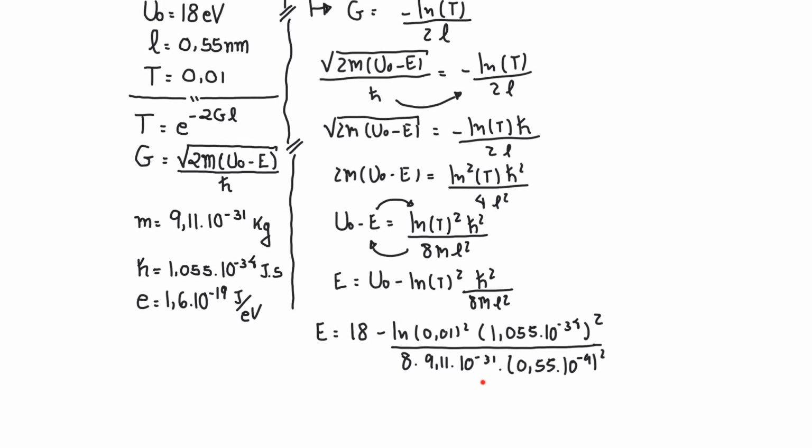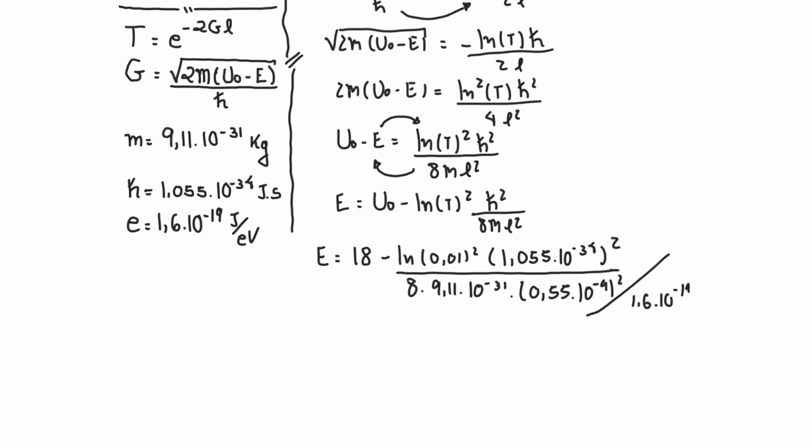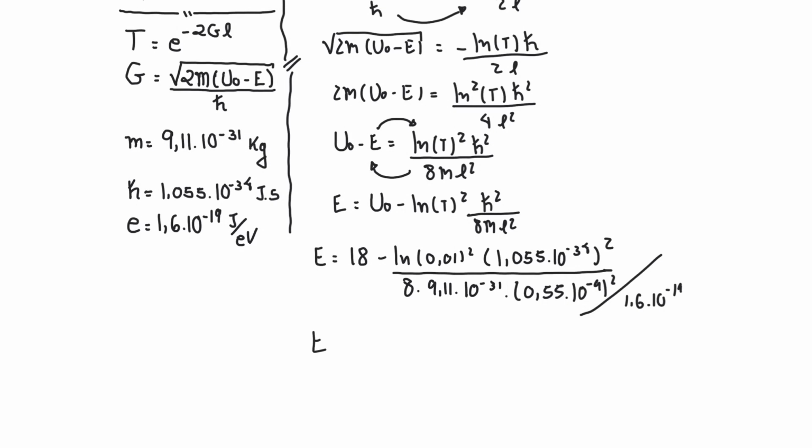So we convert this term from joules to electron volts by dividing it by the electron charge, which is equal to 1.6 times 10 to the minus 19. And then we get our final answer, which is the following. The energy of that electron is approximately 17 electron volts.